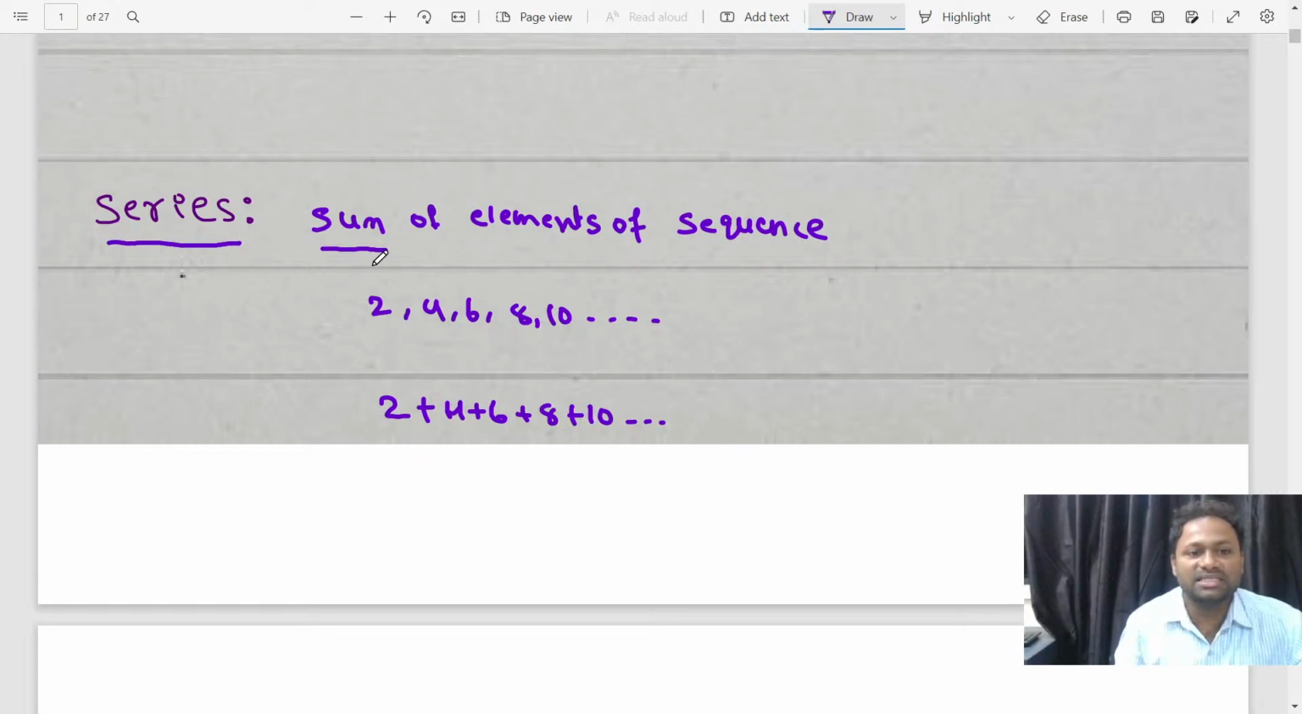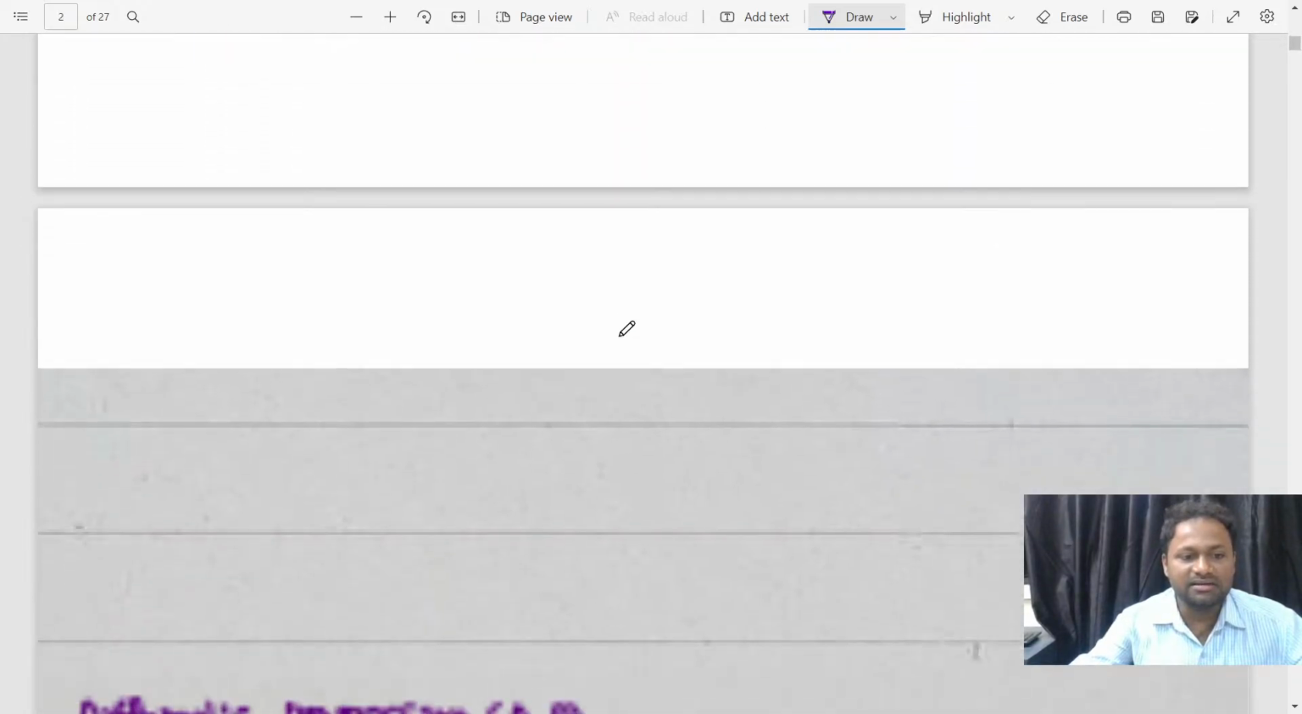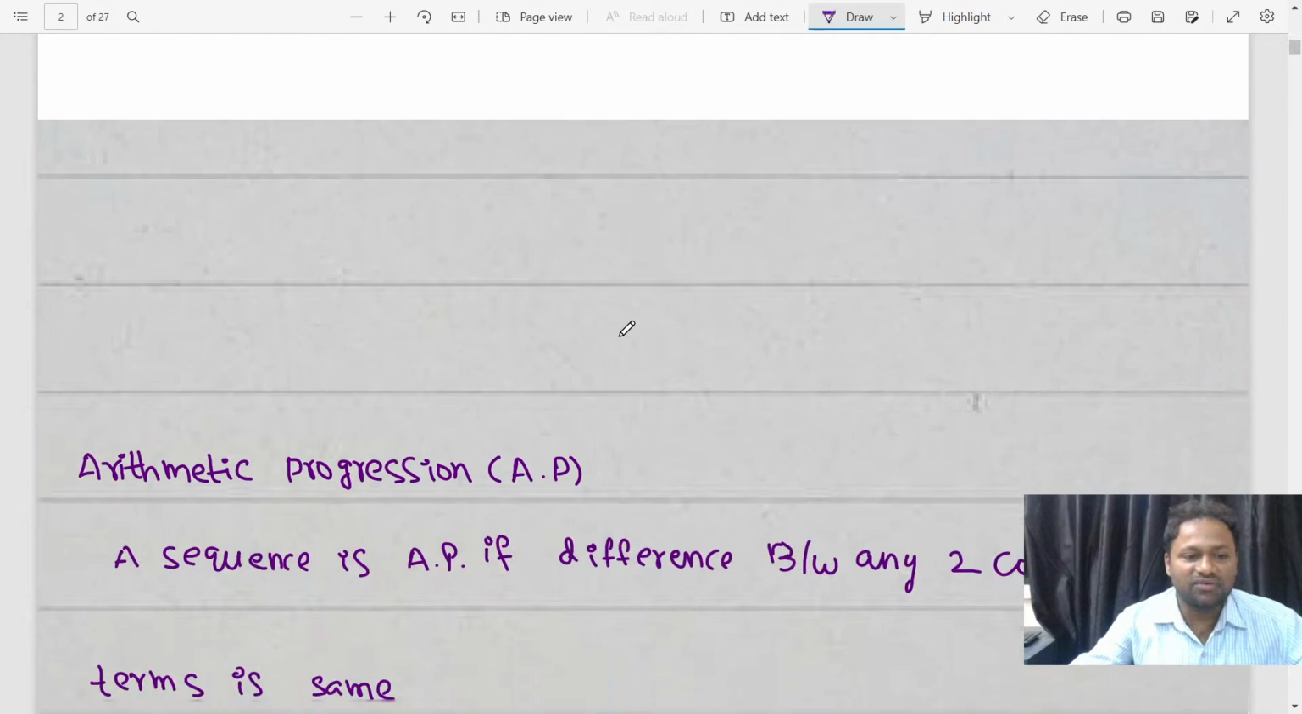Series is nothing but the sum of elements of a sequence, right? This is the series definition. Next, we are coming to the original definition.